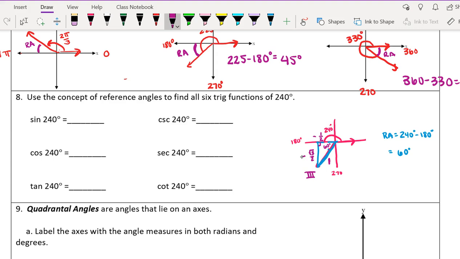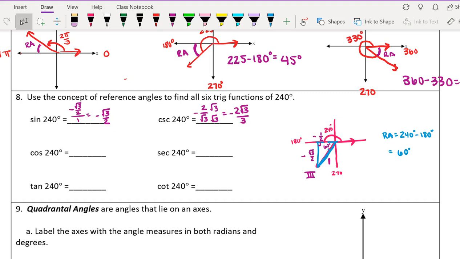All right, so if I go to sine 240, sine is the opposite over the hypotenuse. So the opposite of 60 is square root 3 over 2 over 1. So we're going to take the negative square root 3 over 2 all over 1, which is just the negative square root 3 over 2. The cosecant is the reciprocal. So all I have to do is reciprocate: 2 over the square root of 3, and it's negative. However, I can't have a radical in the denominator, so I'm going to rationalize it and get 2 root 3 over 3, and that value is negative as well.